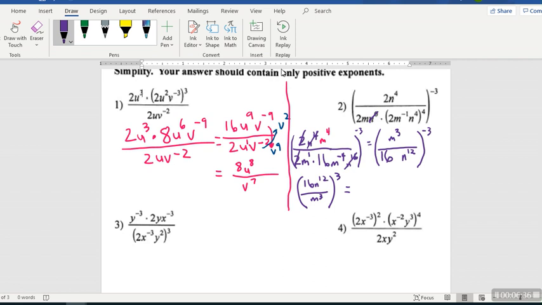16 cubed, well, that's going to be 16 times 16 times 16. And that is 4,096. And then n to the 12th cubed will be n to the 12 times 3, or 36, over m cubed cubed. That would be m to the 9th.